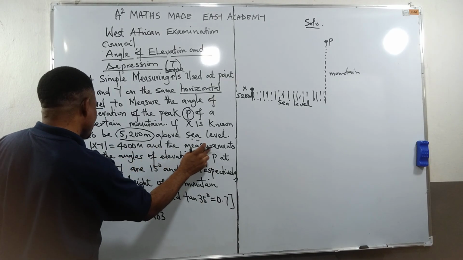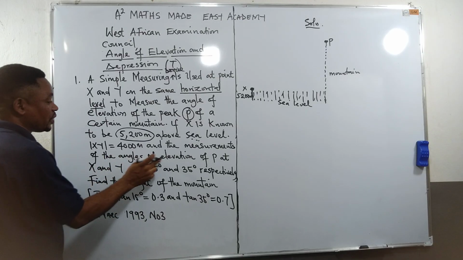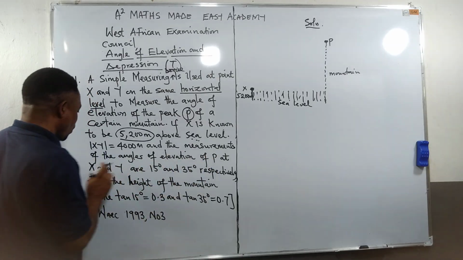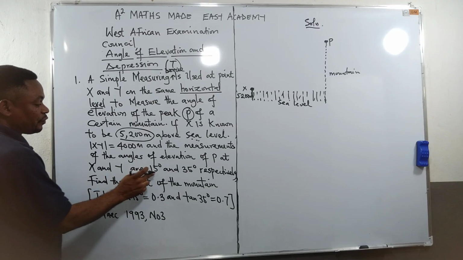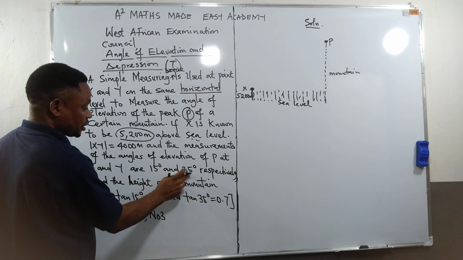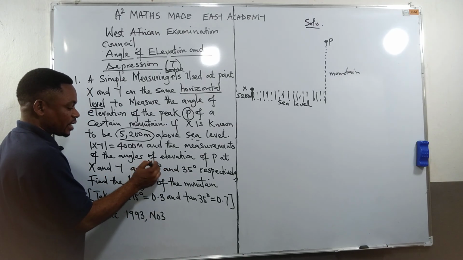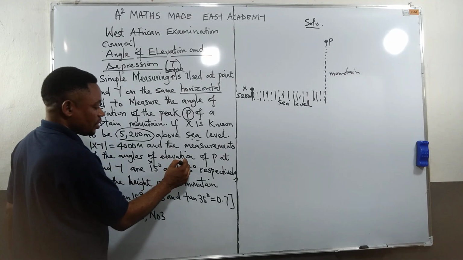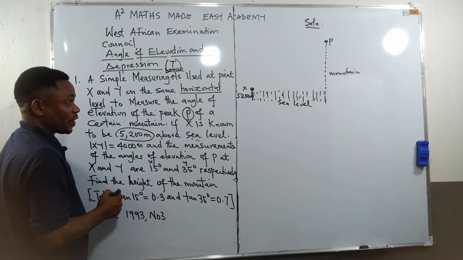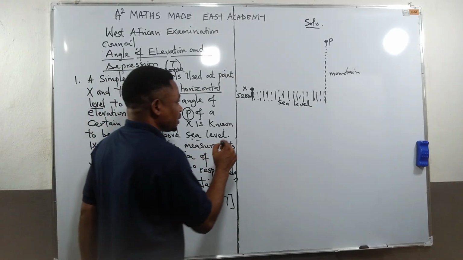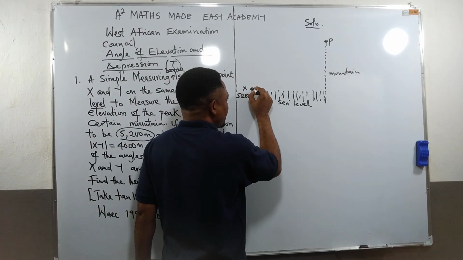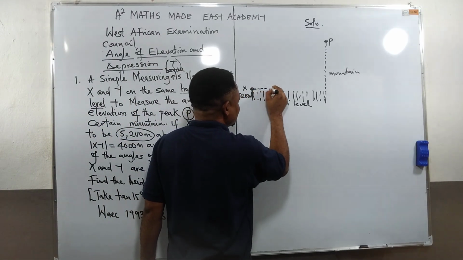And the measurements of the angles of elevation of P at X and Y are 15 degrees and 35 degrees. Which means the value at X is 15 degrees and the value at Y is 35 degrees. But mind you, this is point X. Now the distance between the two, look at it here.